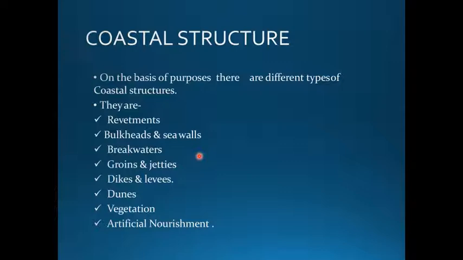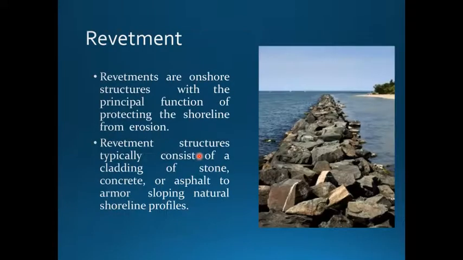Some of the coastal structures are revetments, bulkheads, seawalls, breakwaters, groins, dikes, dunes, vegetation, and artificial nourishment. These are the things we build or develop for coastal protection. The first one is revetment. Revetments are onshore structures with a principal function of protecting the coastline from erosion. Usually, it is made up of a cladding of stones, concrete or asphalt to armor the sloping natural shoreline.